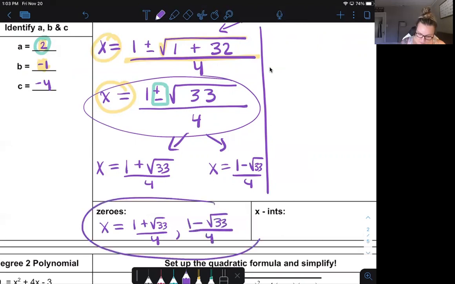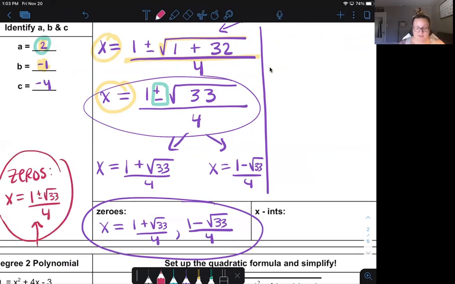Or if you want, like I said, you can write your zeros like this. X is equal to 1 plus or minus root 33 over 4. As long as you understand that that represents two solutions. Whichever one makes more sense to you is perfectly fine.